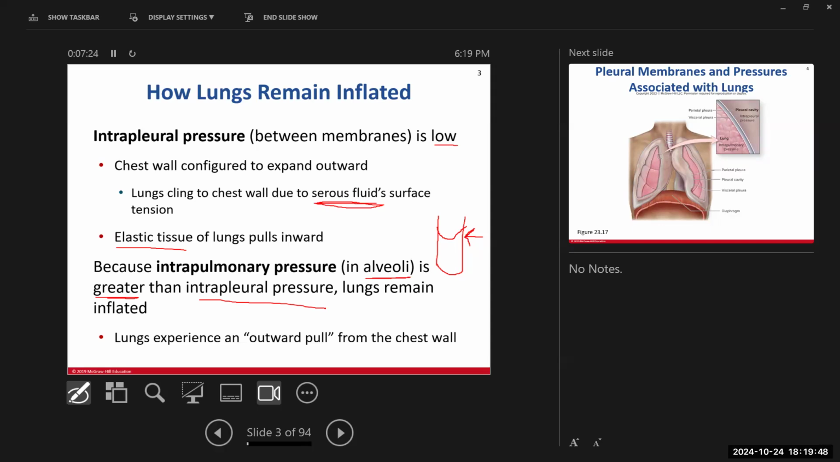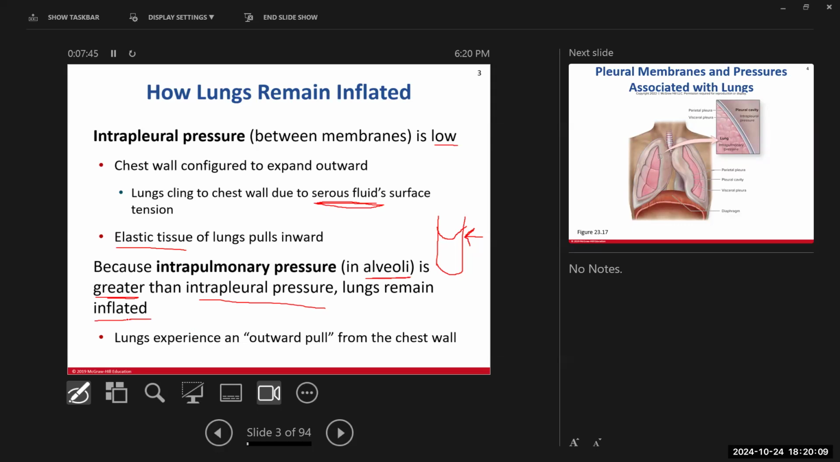But for right now, I want you to memorize: intrapleural pressure should be low. Intrapulmonary pressure should always be greater than the intrapleural pressure. And that's how your lungs remain inflated. If that changes, then the lungs can collapse. Okay, questions about that so far?